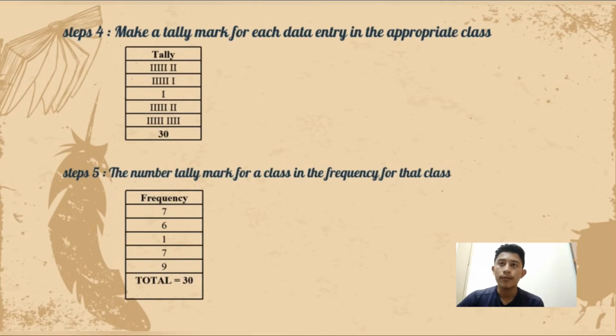Step 4: make a tally mark for each data entry in the appropriate class. The tally is 7 for number 1, number 2 is 6, number 3 is 1, number 4 is 7, number 5 is 9, and the total is 30. Step 5: the number of tally marks of the class is the frequency for the class. The frequency is 7, 6, 1, 7, 9 and the total is 30.